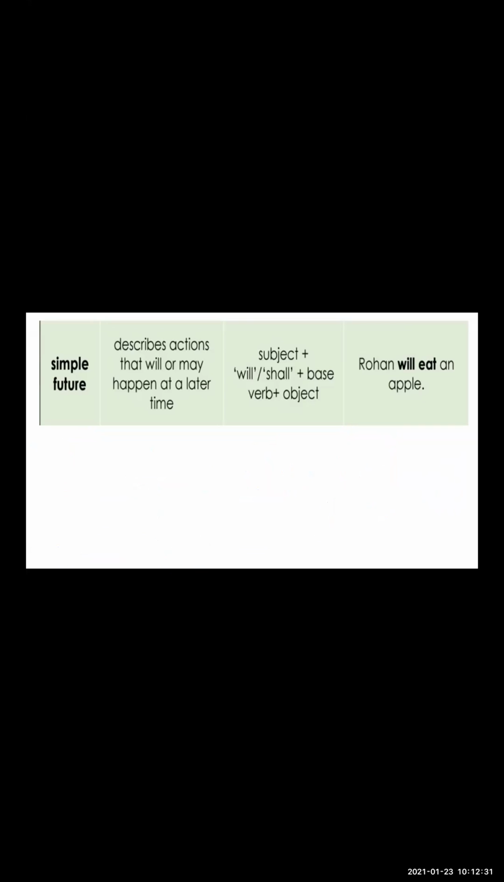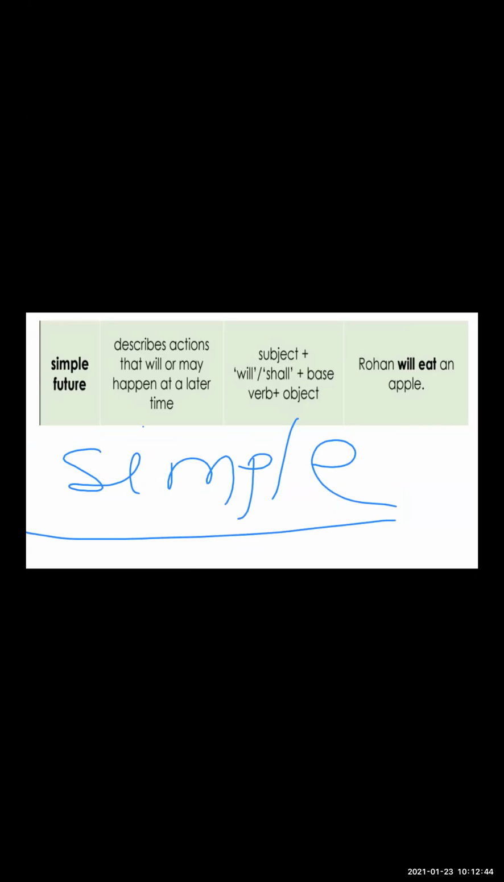So how many tenses have we learned right now? We have learned about the simple tenses. What are they? They are in three forms: simple present tense, simple past tense, and simple future tense. This was the first type of tense.